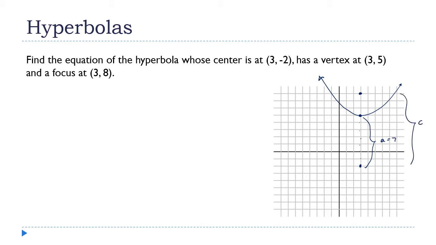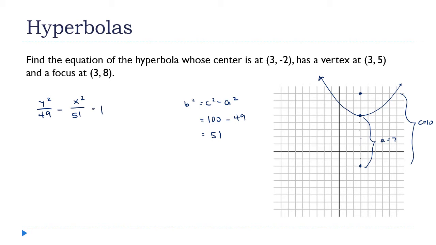and c is 10, which means, let's see, b squared equals c squared minus a squared. That's 10 squared is 100, 7 squared is 49. b squared is 51. And that gives me my equation, right? This is an up-down. So it's going to be y squared over a squared, that's 49, minus x squared over b squared, that's 51, equals 1.